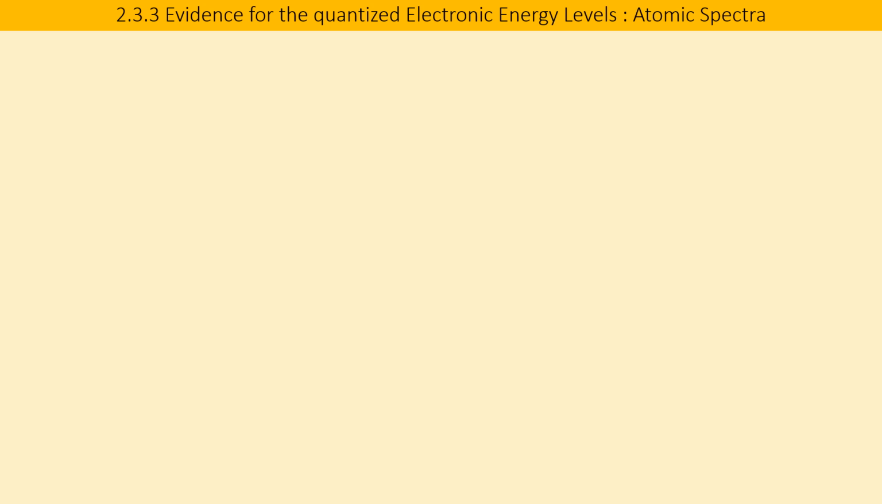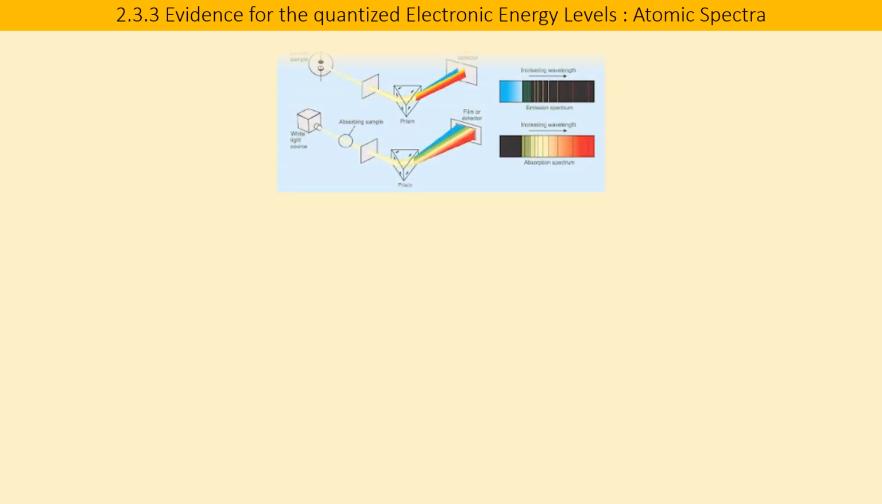Evidence for the quantized electronic energy levels: atomic spectra. The speed of light depends upon the nature of the medium through which it passes. As a result, the beam of light is deviated or refracted from its original path as it passes from one medium to another.